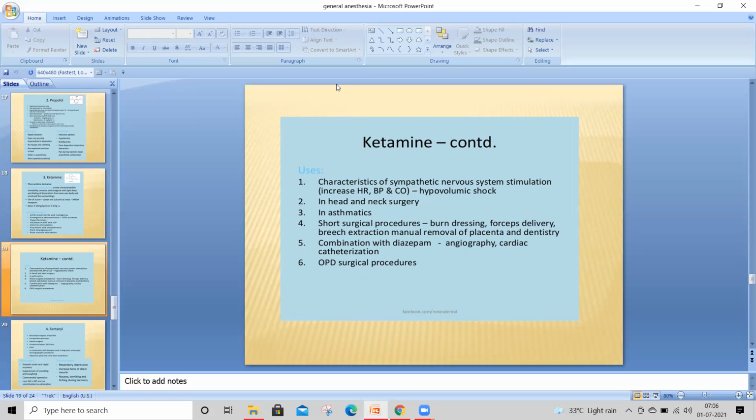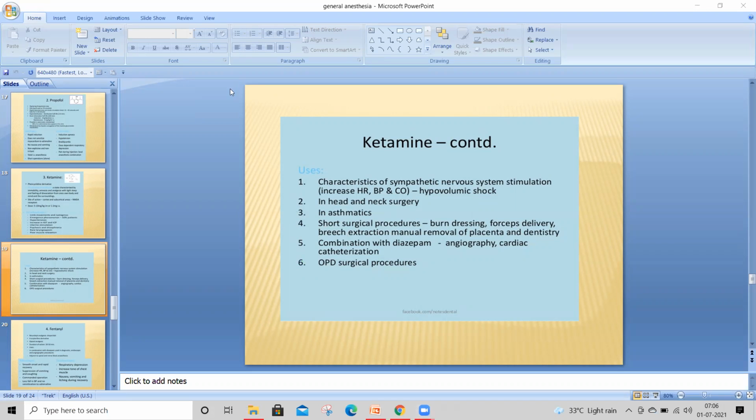You see, in what conditions ketamine may be used. In asthmatics, for the treatment of asthma, ketamine may be used. In short surgical procedures, ketamine may be used. And in OPD surgical procedures, ketamine is used. These are some uses of ketamine.